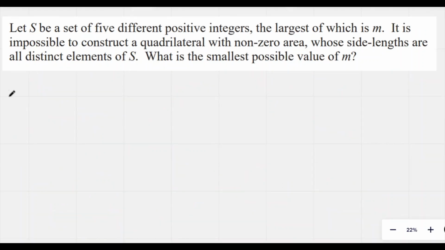Okay, so for this problem we need to work out the smallest value of m. And remember, m is just the largest number in S. So let's choose our set S to be as small as possible, to contain the smallest positive integers.